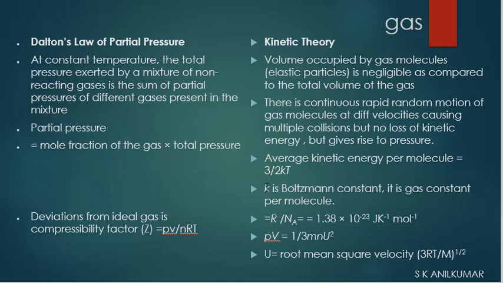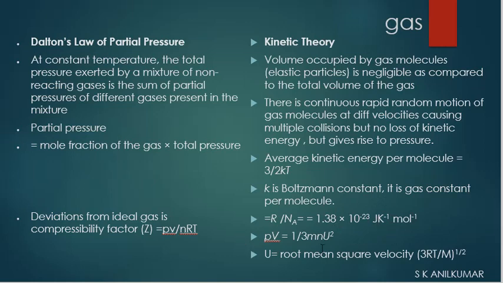Now, we know PV equals nRT, and we know kinetic energy is 3/2 kT. So, R by Na, what is Na? Na is the Avogadro number. It will give 1.38 × 10^-23 joules per Kelvin.